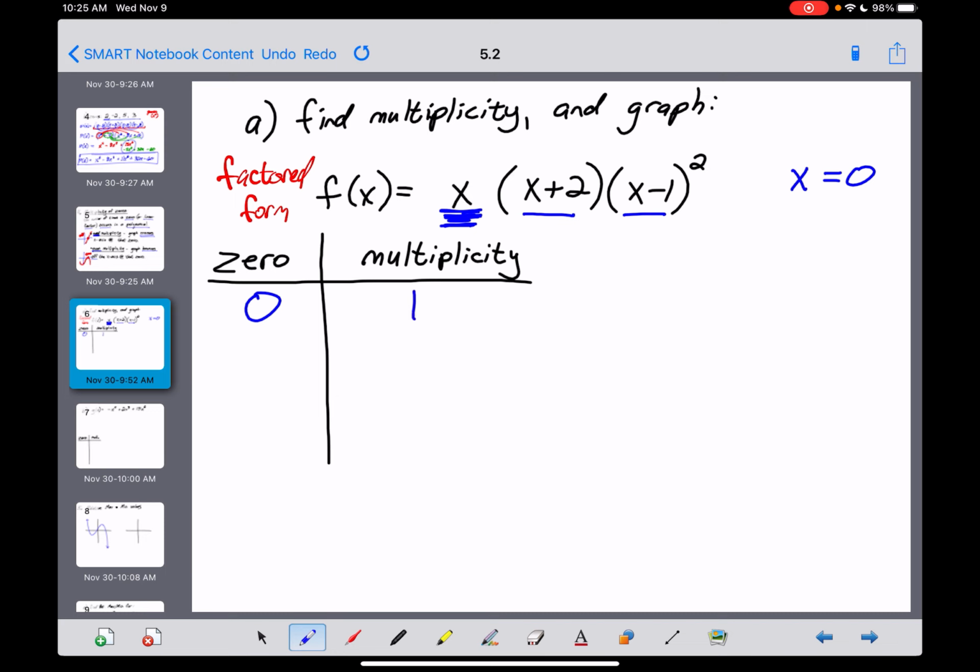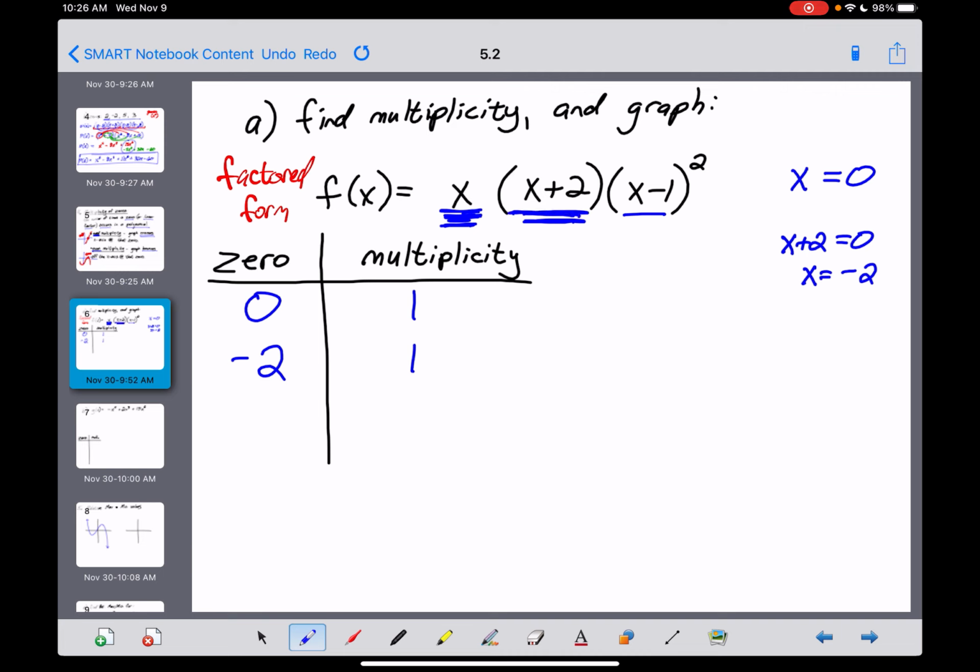Just once. There's only one x all by itself there. Okay, our second 0 comes from our second factor. So we take x plus 2, set it equal to 0, and solve. We'll subtract the 2 on both sides and get x equals -2. So that is our second 0. And how many times does that occur?